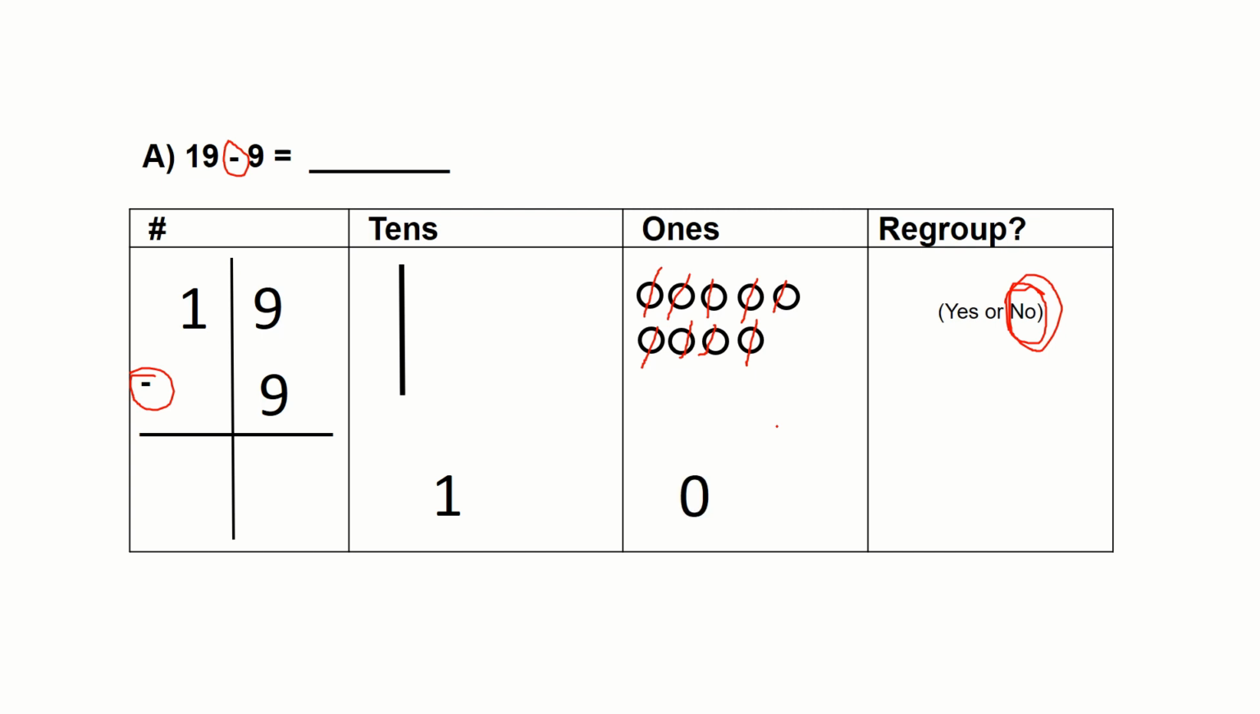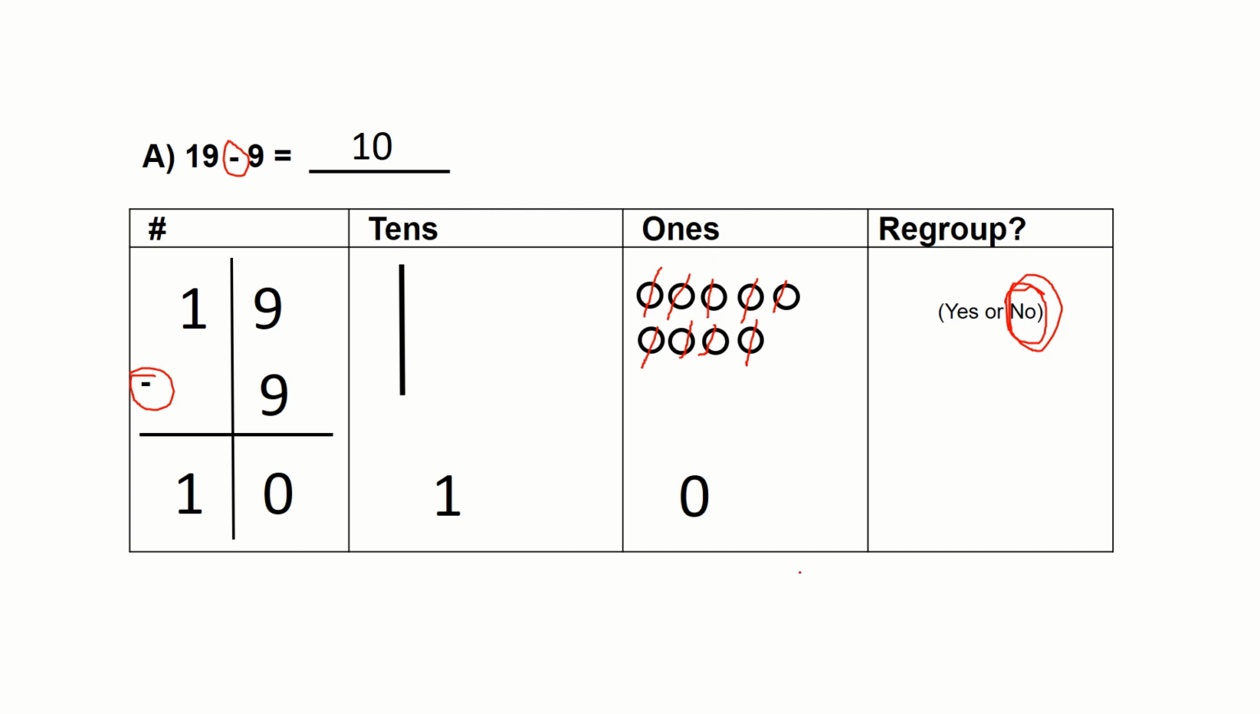No, we do not. So I'm going to write 0. So that means my answer for 19 minus 9 is going to be 10. 10 is my answer for 19 minus 9. In this problem, we did not regroup. I circled no because we had enough to take away in the ones place.